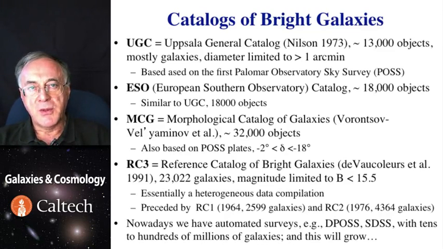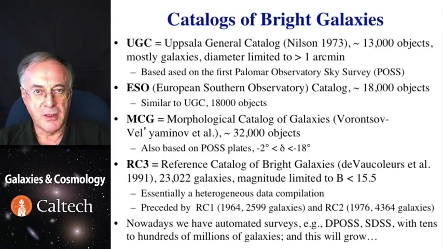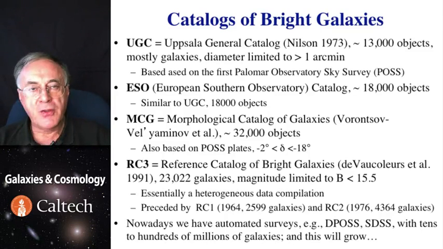UGC was extended to the southern sky using a southern sky photographic survey, to the ESO-Uppsala catalog. In parallel, Vorontsov-Velyaminov in the Soviet Union produced what he called the Morphological Catalog of Galaxies. Zwicky also had a catalog of galaxies as well as clusters. Gérard de Vaucouleurs and his collaborators compiled not simple catalogs that would list positions, magnitudes, maybe diameters, but everything that was known about bright galaxies at the time. And those were called reference catalogs, ending up with the third one of those.